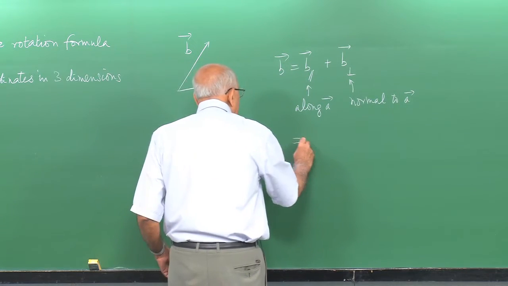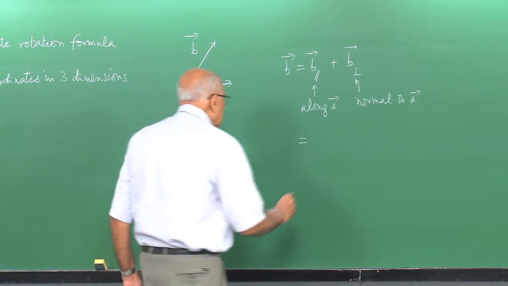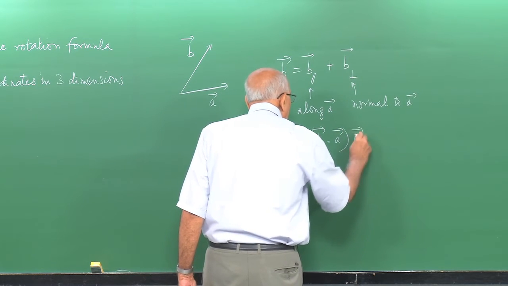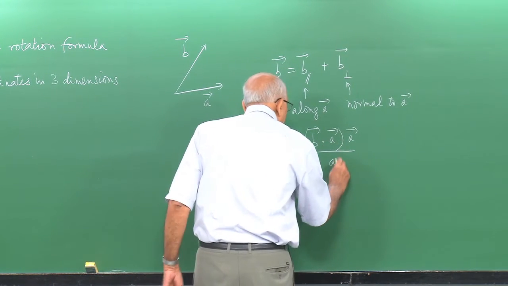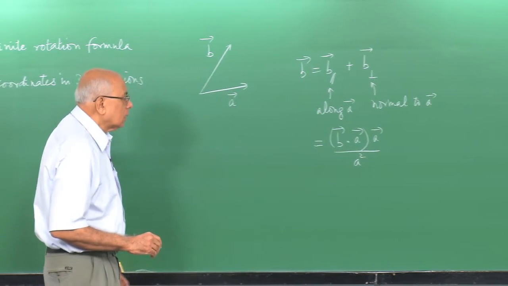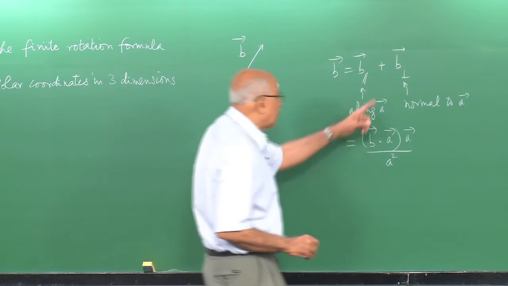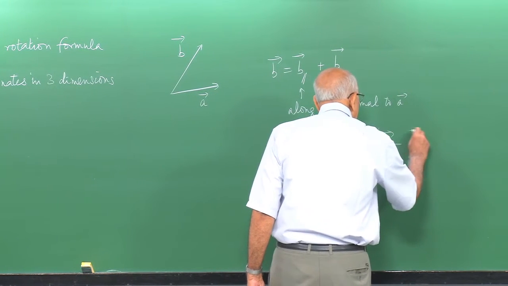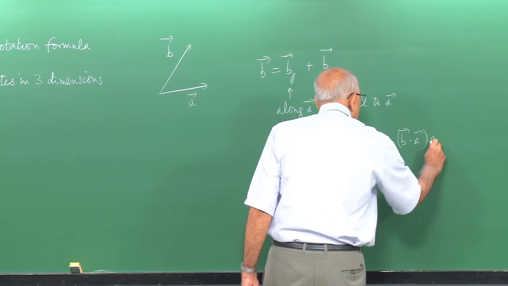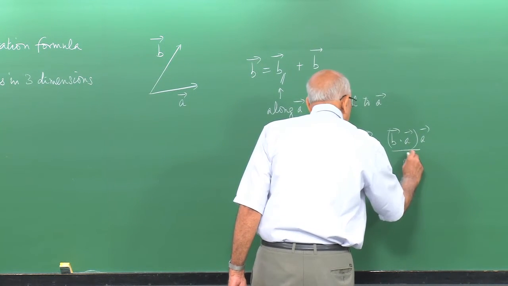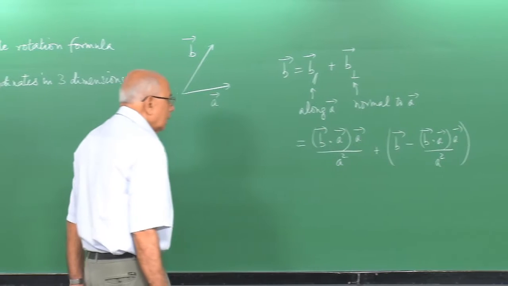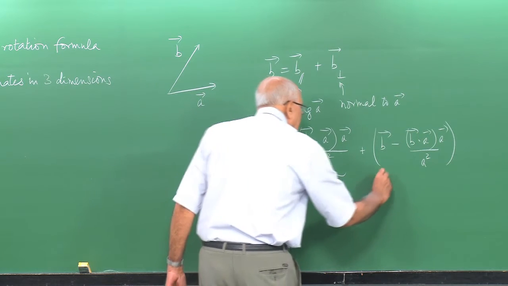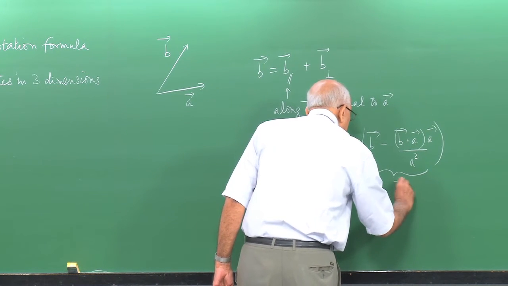And B parallel we had a very simple formula for, and this formula was simply to take the component of B along A, multiply it by A, and ensure that these are unit vectors by dividing by A squared. So that's B parallel. The question is, what's B perpendicular? And the best we could do at that stage was to write this as B minus B dot A divided by A squared. So this part is B parallel, and this part is by definition B perpendicular.